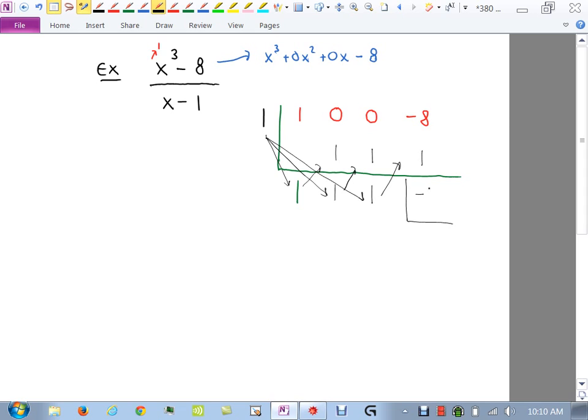Remainder? Negative 7, right? You should get 1, 1, 1, and then negative 7. I don't usually draw those lines. Can I stop doing that? Okay. All right. Here. There. They're gone. It never happened.